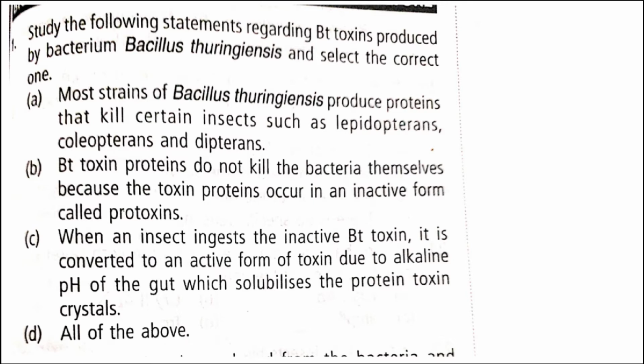C. When an insect ingests the inactive Bt-toxin, it is converted to an active form of toxin due to alkaline pH of the gut, which solubilizes the protein toxin crystals. And D. All of the above. So what will be the answer? The answer will be option D.